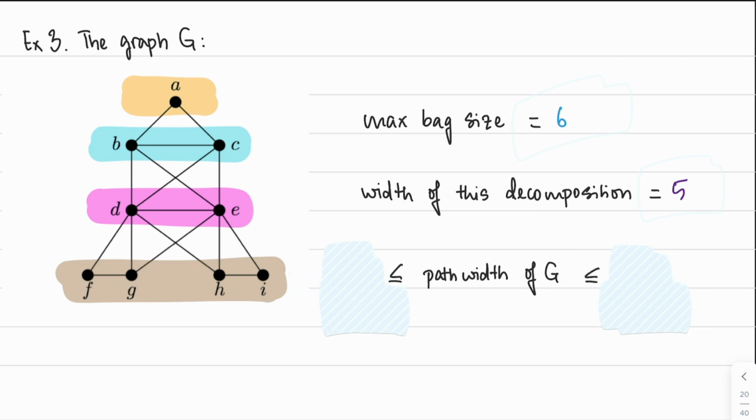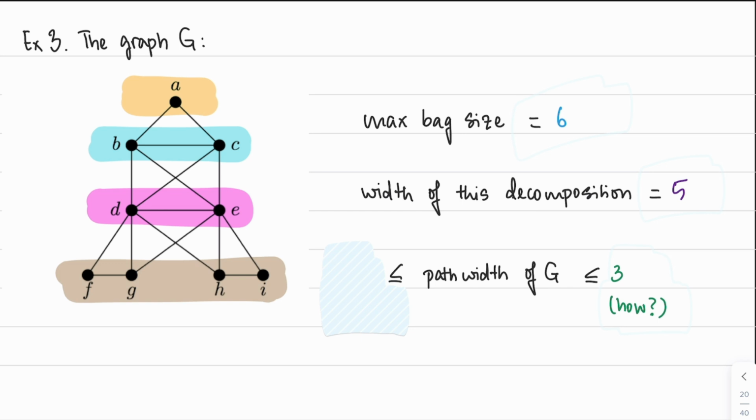Now you could ask, can we do better? Is there a path decomposition with smaller width? And it turns out in this example that there actually is, and you can in fact even show a path decomposition where the maximum bag size is 4, so that the path width drops from 5 to 3.